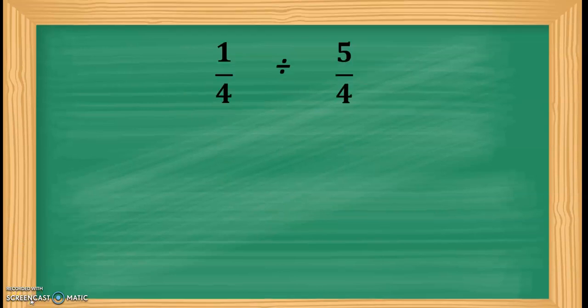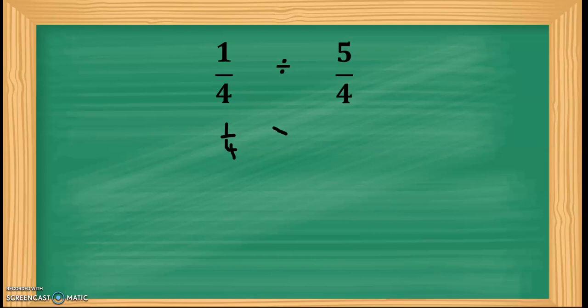Now let's try another example. We have 1 over 4 divided by 5 over 4. We're going to keep the 1 over 4. We're going to change from division to multiplication and flip here, so we'll end up with 4 over 5. Now we're going to multiply the numerators and the denominators.